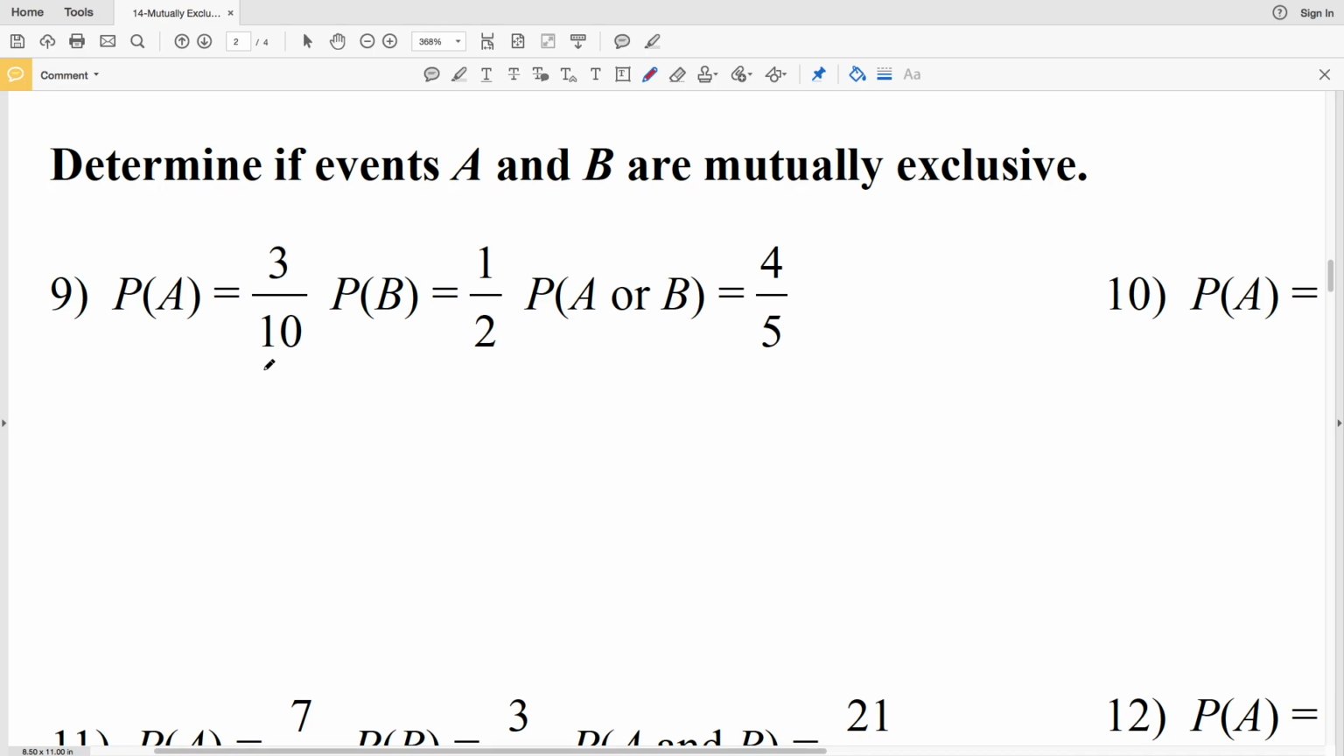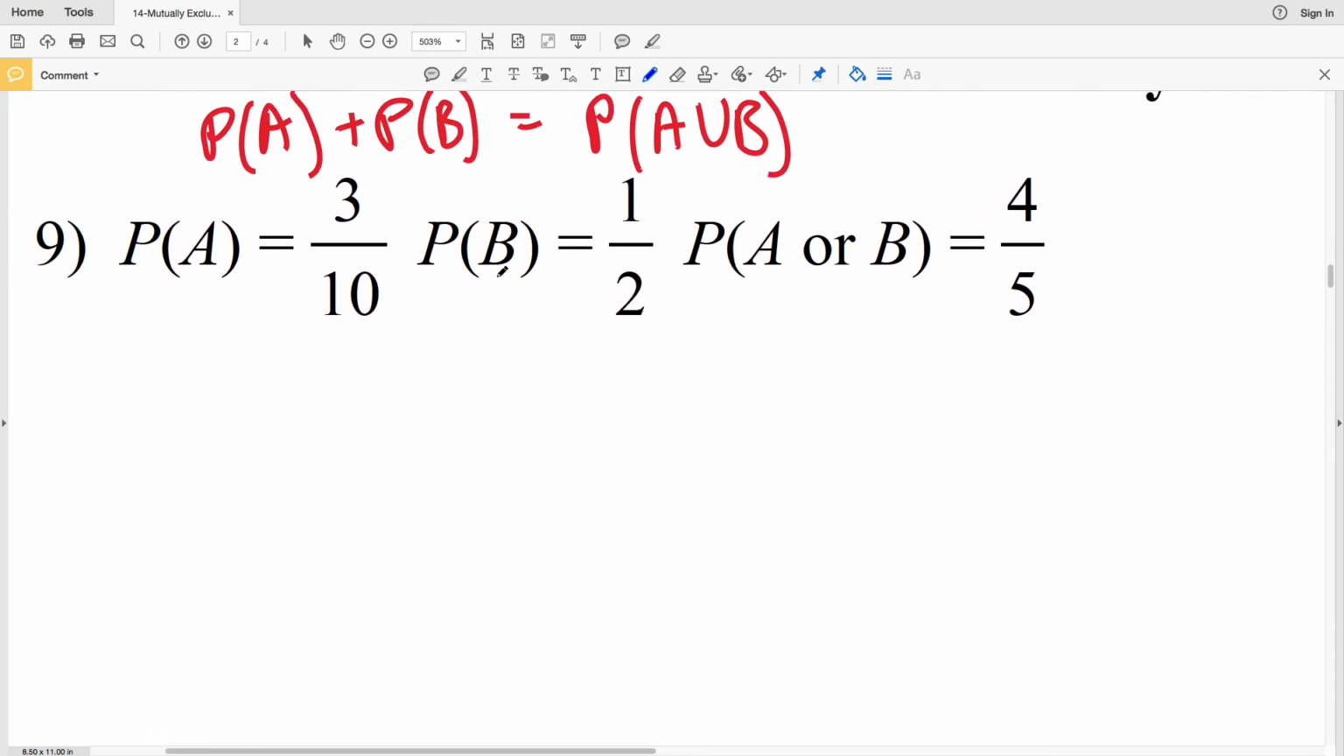In this video, we're going to finish up our mutually exclusive events worksheet on the KutaSoftware website under the geometry section. For this next set of problems, we're going to determine if events A and B are mutually exclusive. If they are, remember that the intersection is equal to 0. Therefore, P of A, the probability of A, plus P of B, the probability of B, will equal the probability of A or B, the probability of A union B. So looking at number 9, we're going to see if 3/10 plus 1/2 equals 4/5.